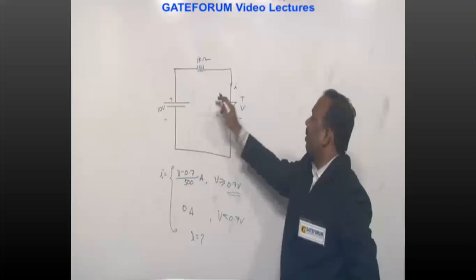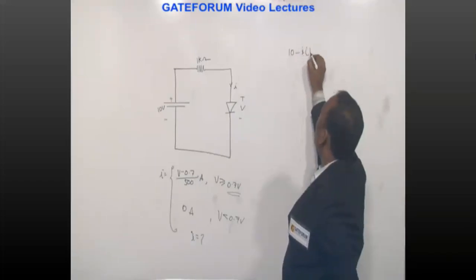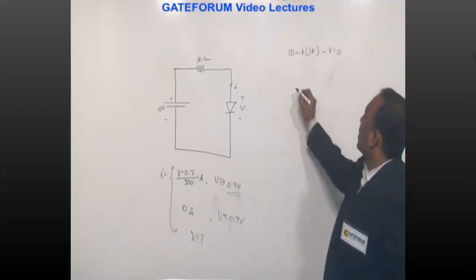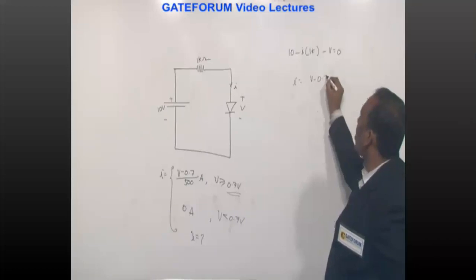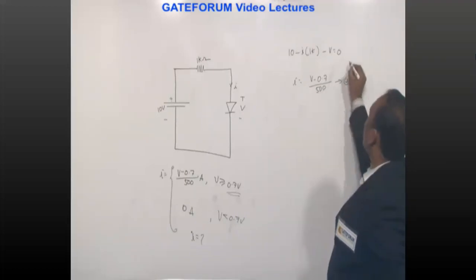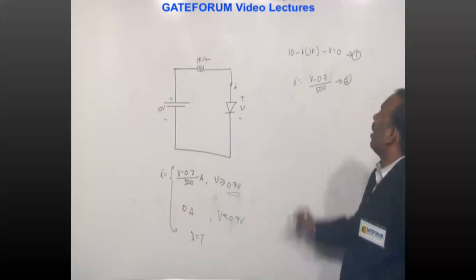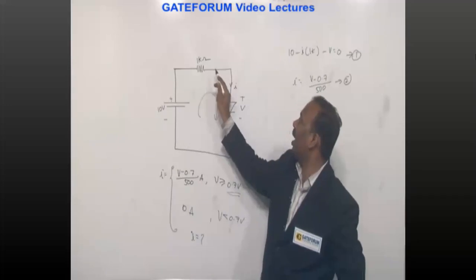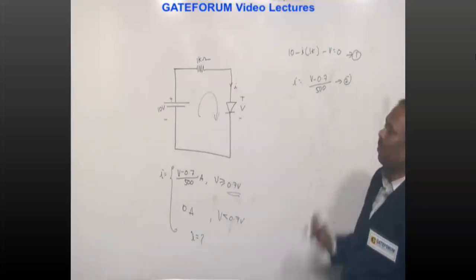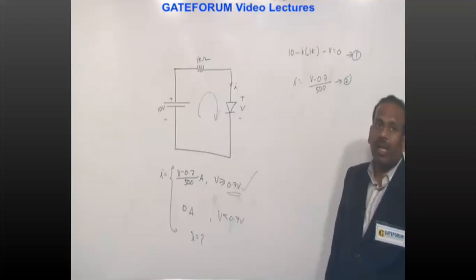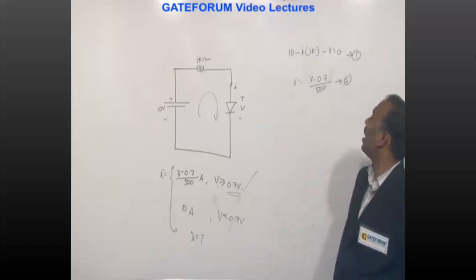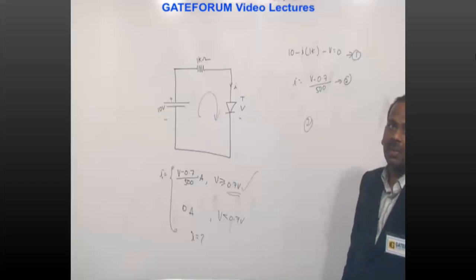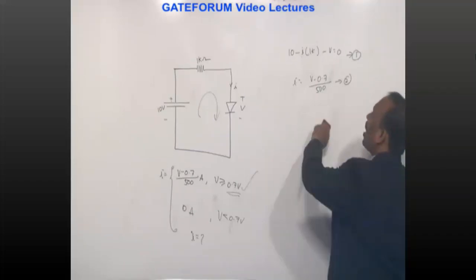See, apply KVL: 10 minus I into 1K minus V equals 0. That is one equation. The second equation is I equals V minus 0.7 by 500, already given for V greater than 0.7 volts. Here we have two unknown variables and two equations. Solve these two, that means substitute I here.